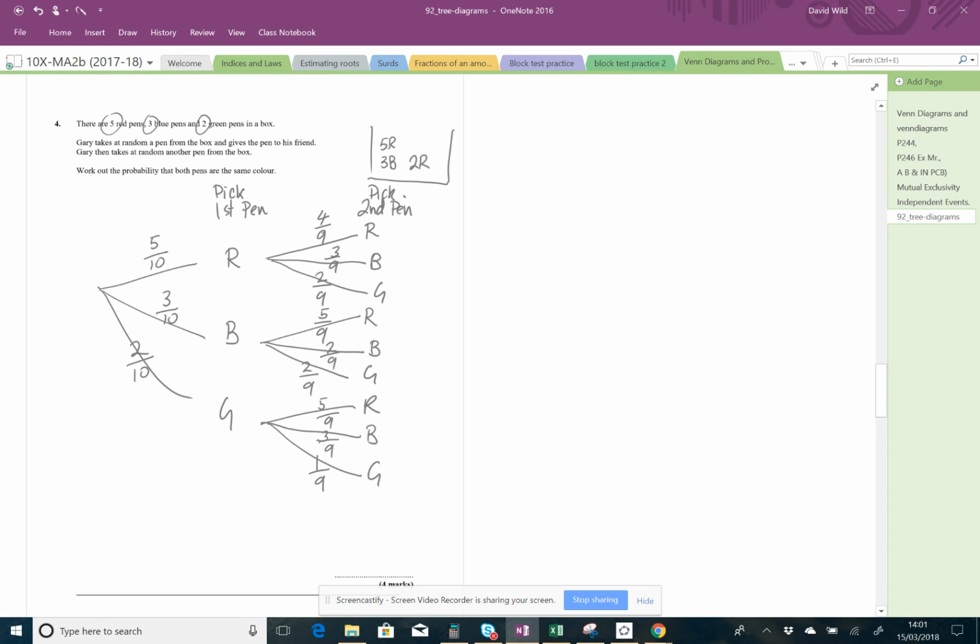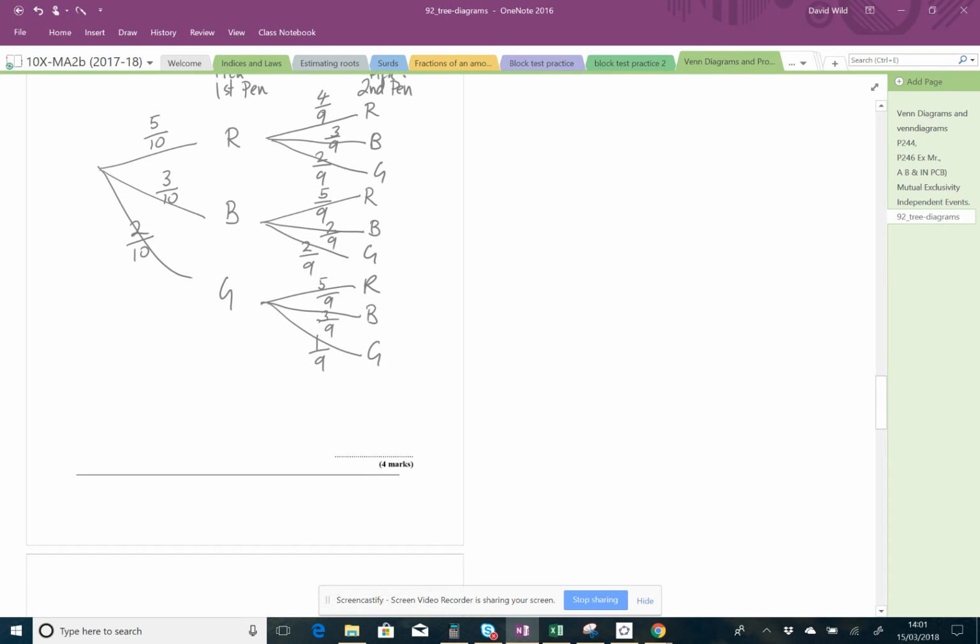Work out the probability that both pens are the same color. All right, so we want the probability that they're the same color, both pens. Well, in which case, our 2 pens are either both red, or both green, or both blue. So we've got probability of red followed by red, or the probability of blue followed by blue, or the probability of green followed by green.